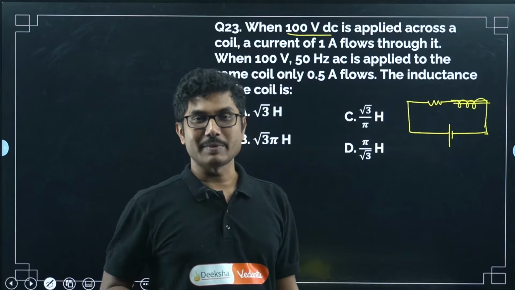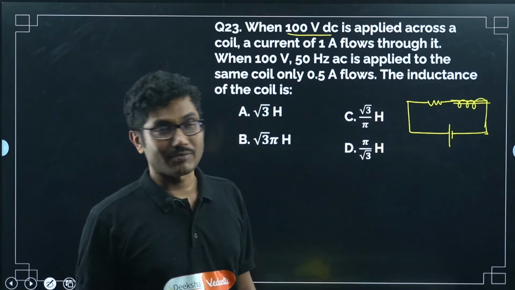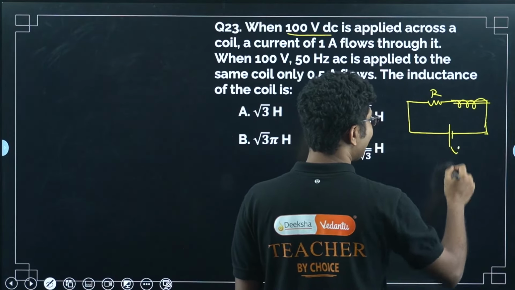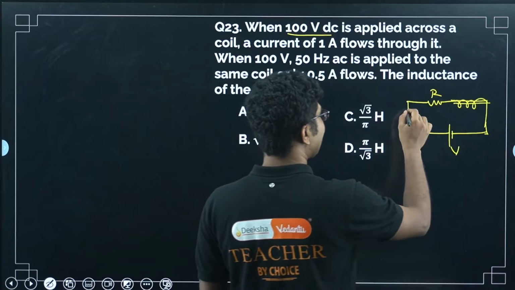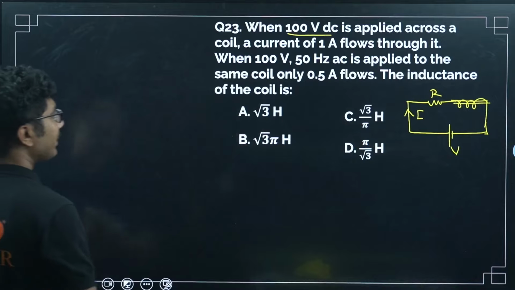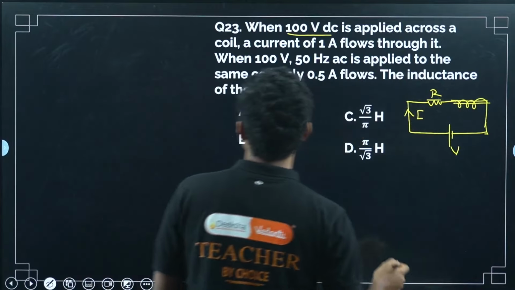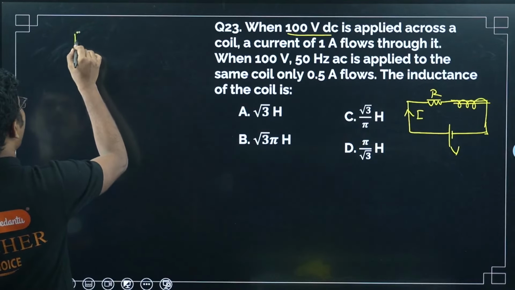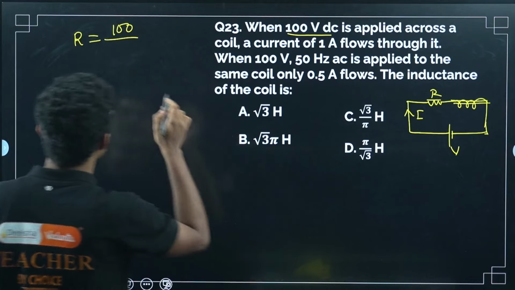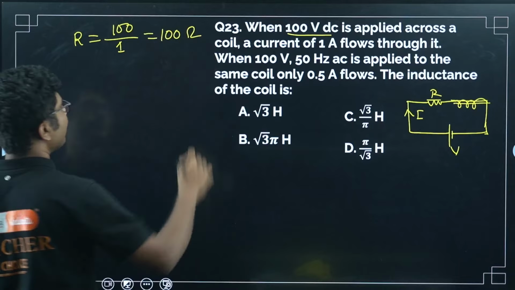Initially there will be a resistance, but very quickly it will get saturated and then the steady current will start flowing through the inductor. So you can consider only the resistance is connected. If there is a current I, only resistance is connected, so in that case we can simply calculate the resistance R. Voltage is 100, and the current passing through is 1 ampere, so the resistance is 100, right?